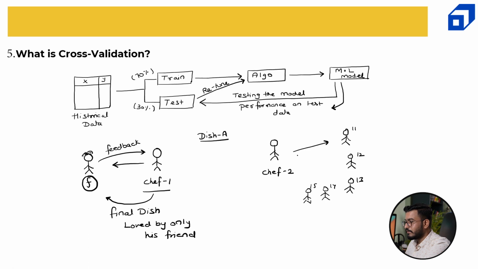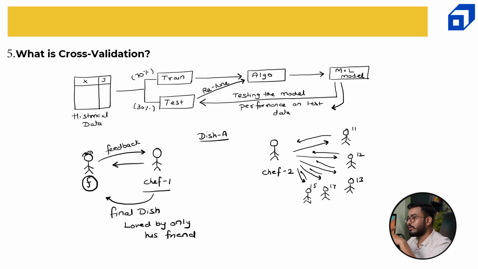All these customers are coming to his restaurant and he is asking each of them to provide feedback. So he will get various feedback: what is wrong, what is good, what is bad. And if he implements all this feedback, he will be able to create a generalized dish, a dish which is liked by everyone.